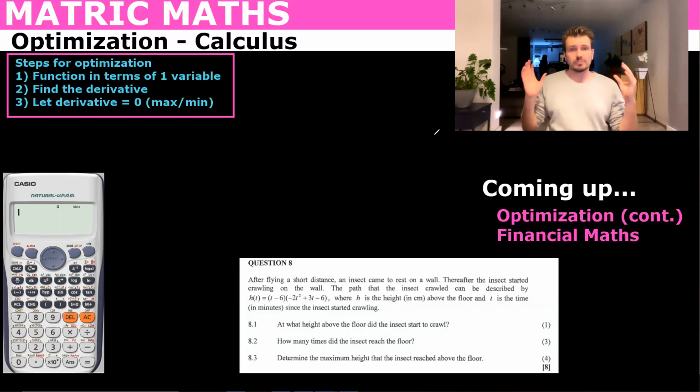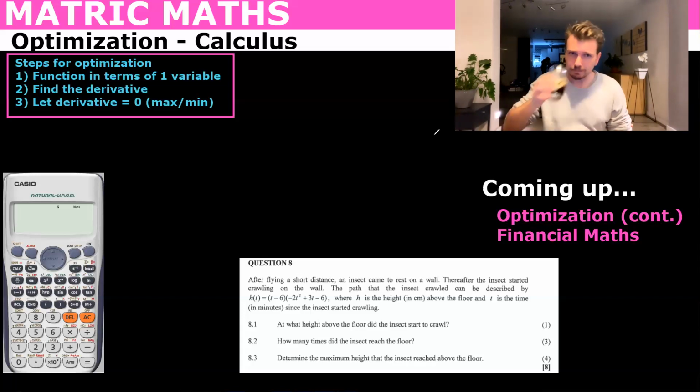So let's look at optimization, and what I want to do is use an example from a past paper, which is also a cubic function, because we did cubic functions last time. So I thought what we would do here is revise cubic functions and be introduced to optimization. And then in the next lesson, we'll do some more optimization. So let's look at the steps for optimization.